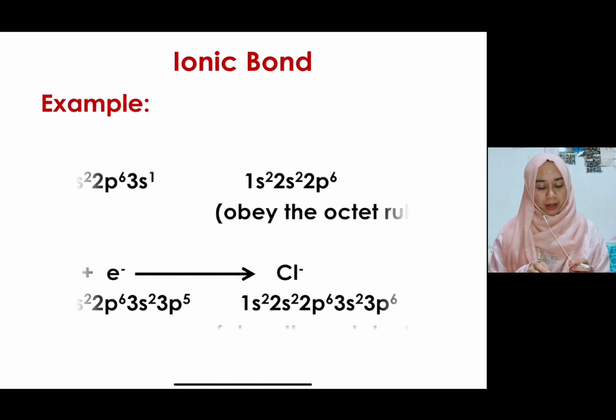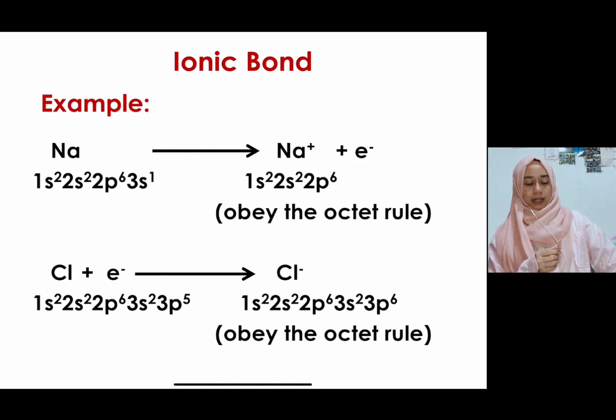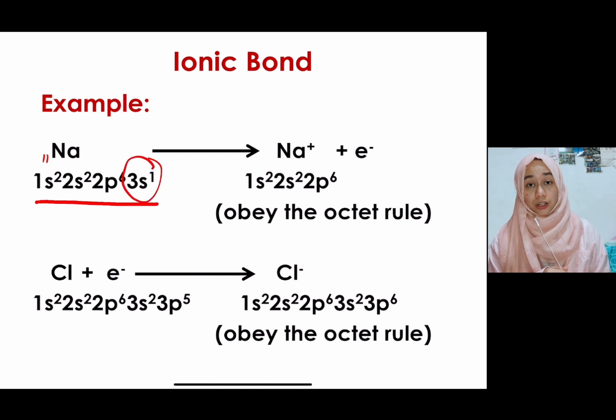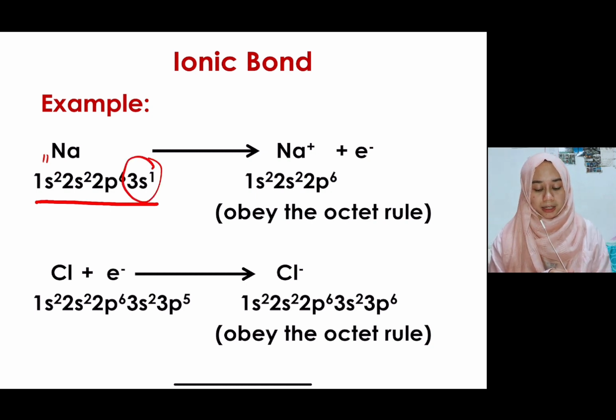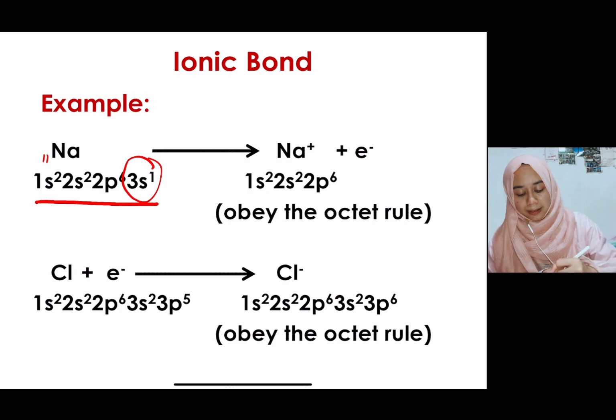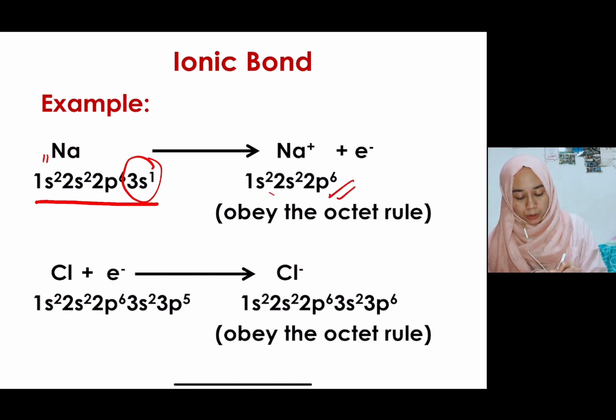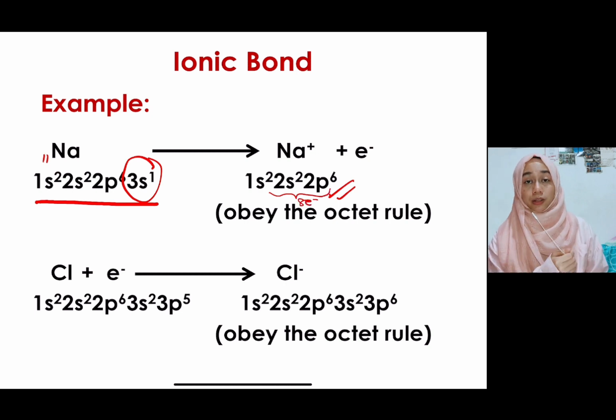Okay, so for example, let's say kita ada sodium kat sini. Kita tengok sodium dahulu. So as you can see, sodium dia ada proton dia ada 11. Therefore electronic configuration dia 1s2, 2s2, 2p6, 3s1. So in order untuk dia gain octet, therefore dia remove satu electron daripada valence shell dia. So dia mencapai lah octet. Dia dapat 2s2, 2p6. 2s2, 2p6 ni kan ada 8 elektron kan. So dia mencapai octet kat situ.